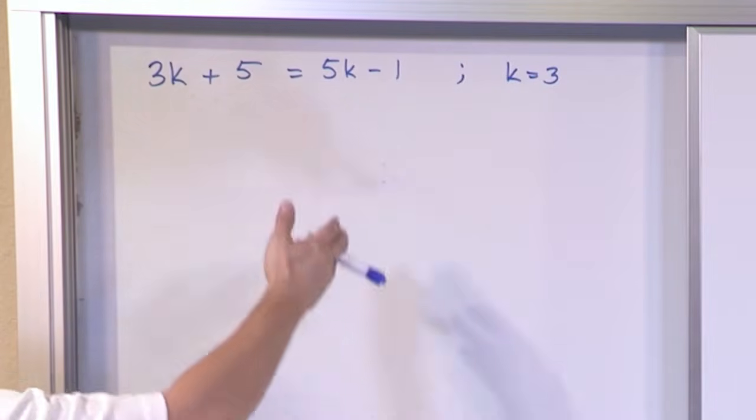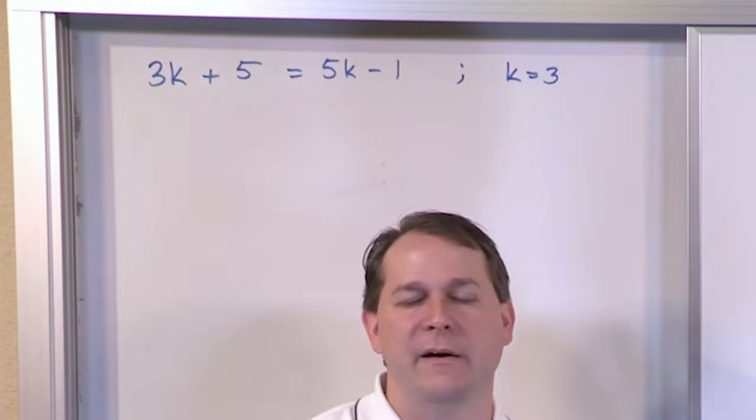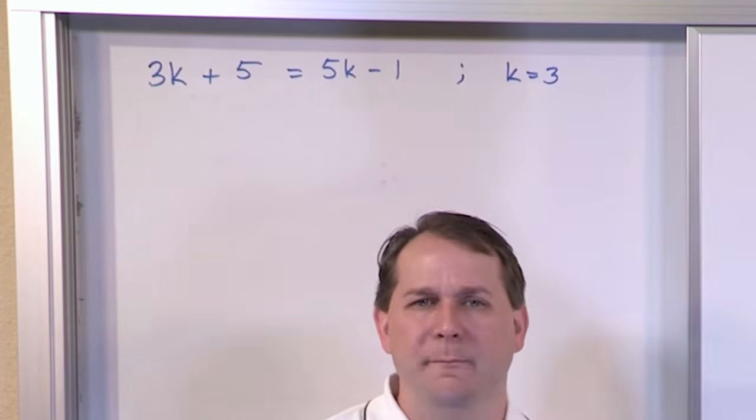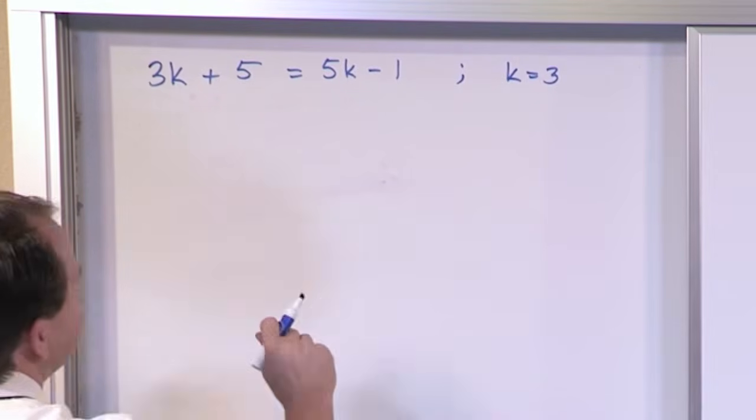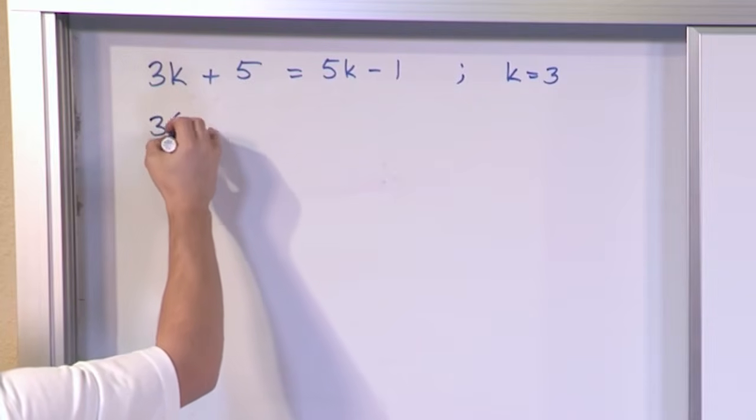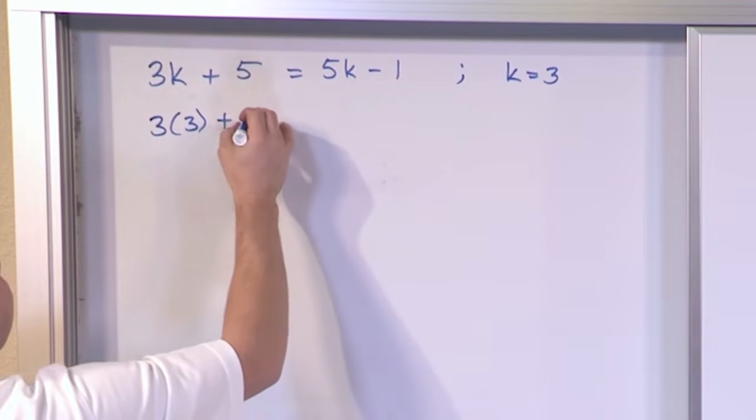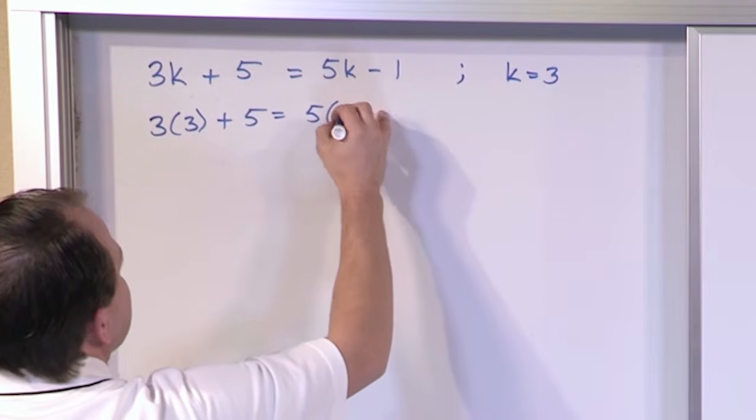And notice in some of these problems I've been using a, and some of these problems I've been using x, and some of them I've been using other letters. The variables don't matter. In this case, we're using k to kind of show you that. It doesn't matter what variable you use. So let's stick k is equal to 3 in here. So we'll have 3 times 3 plus 5 is equal to 5 times k, which is 3.